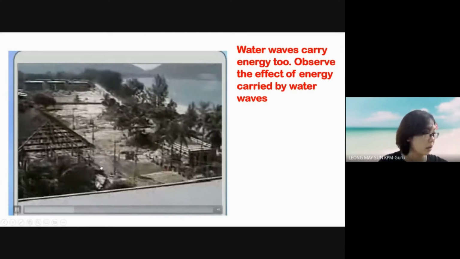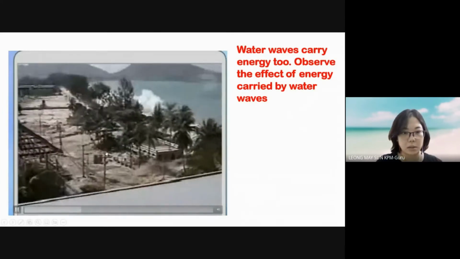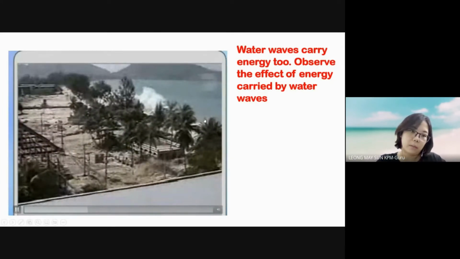All right. This is an example of the tsunami situation that happened quite some time ago. I think you guys were still small. So over here we can see when the waves come in, if the wave is too strong, it can be destructive as well.